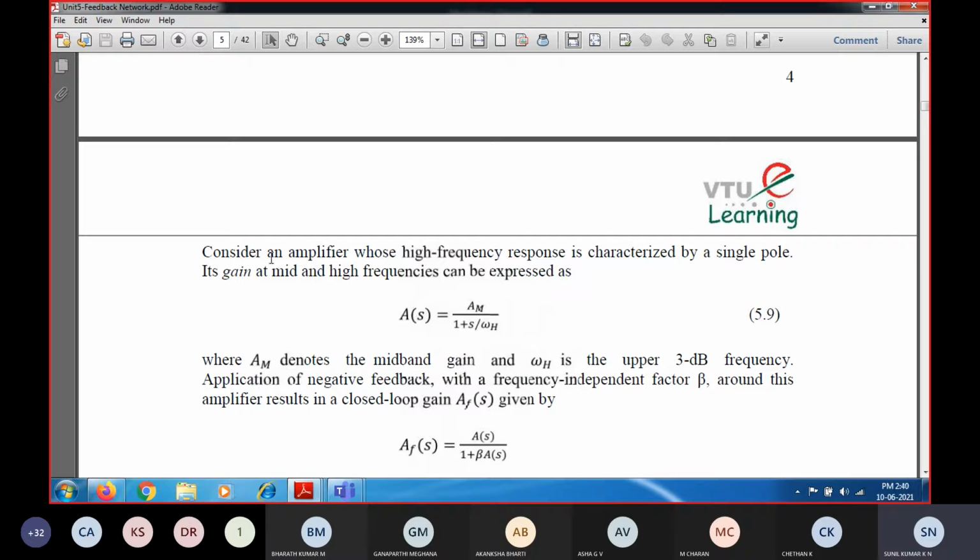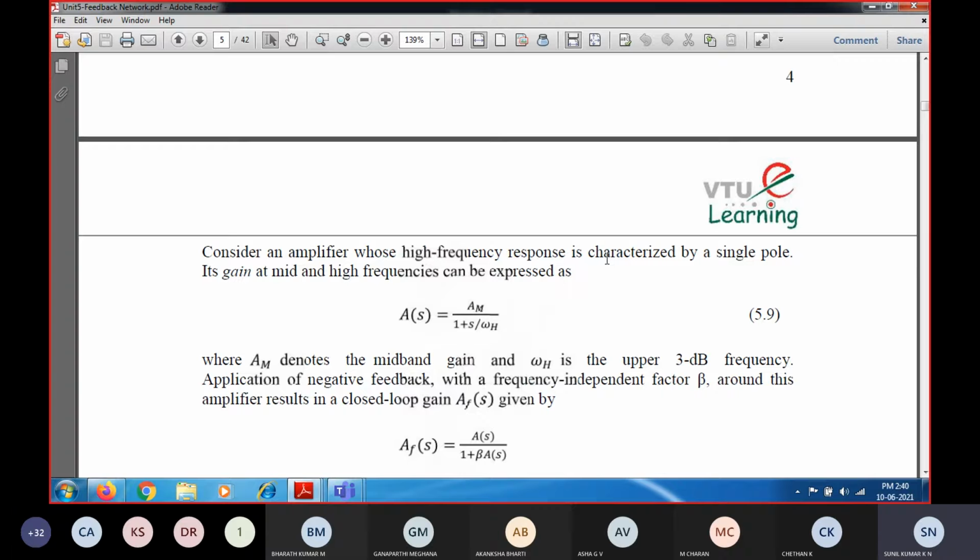So first we are going to consider an amplifier whose high frequency response is characterized by a single pole, and its gain at mid and high frequency can be expressed. We know that the high frequency response through a single time constant network corresponds to R and C components. What type of transfer function will it have? The high frequency response of any amplifier corresponds to a low pass type single time constant network.